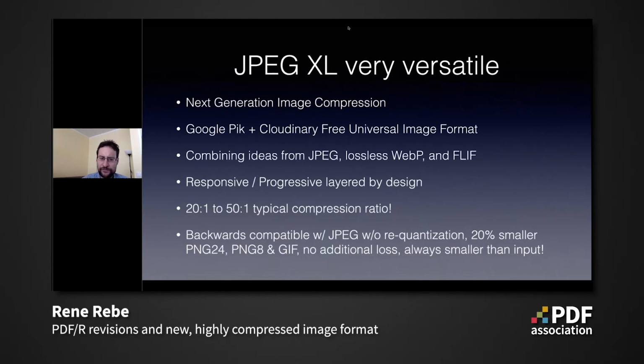JPEG XL has a very interesting property, which is that it is backward compatible with JPEG without requantization. So JPEG XL allows you to take the previous JPEG image data, the internal compression data, and just re-encode it with the new JPEG XL, for example with LZ77 or something similar, entropy encoding, and achieve 20% smaller files without any loss of detail or any new quantization noise. It also supports directly reusing PNG, 24-bit or 8-bit, or GIF, even including animations, without additional loss, and always, according to the JPEG XL working group, producing smaller files. That is certainly a very nice property of JPEG XL that the other video codecs from Hollywood-related video encoding do not share.